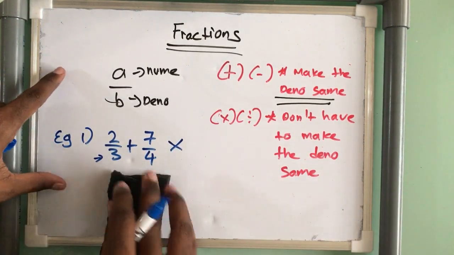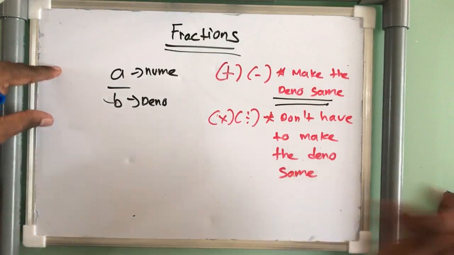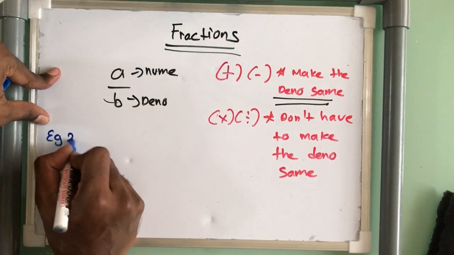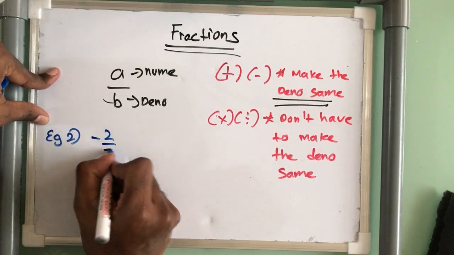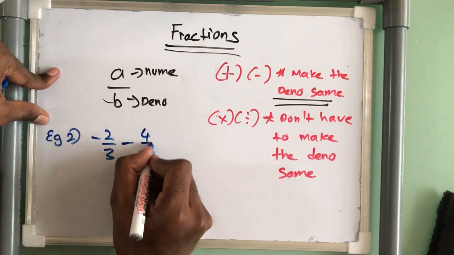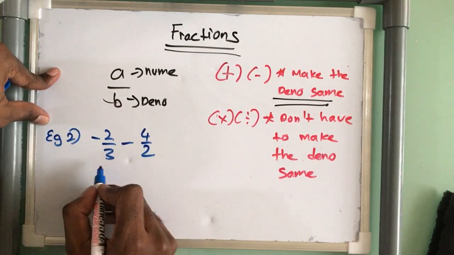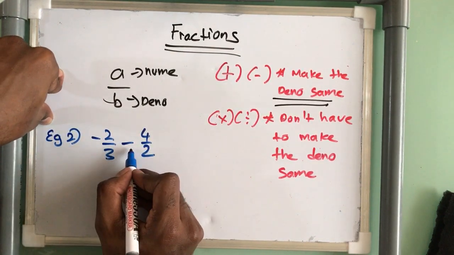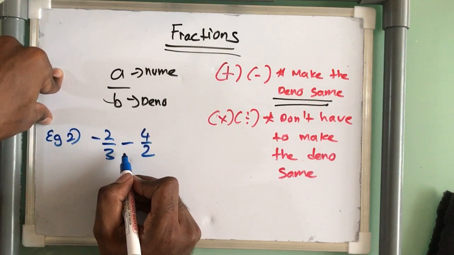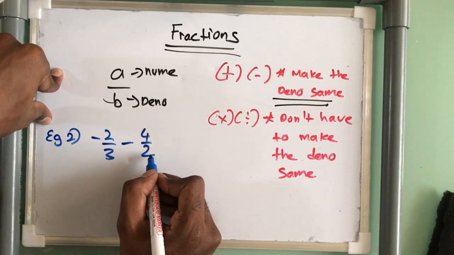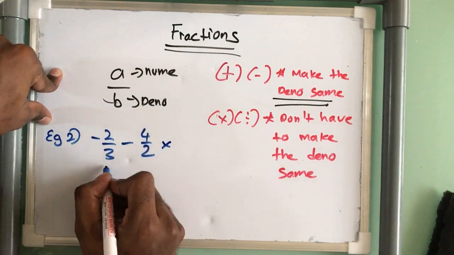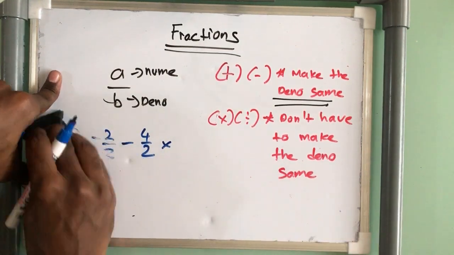Let me just explain a few questions on how you determine whether you can add or subtract. Let's say I step up a bit. I have negative 2 over 3 minus 4 over 2. Again, you want to check because this is a subtraction problem. The denominator is not the same. Therefore, you cannot perform it. You need to make the denominator the same. Only then can you perform it.